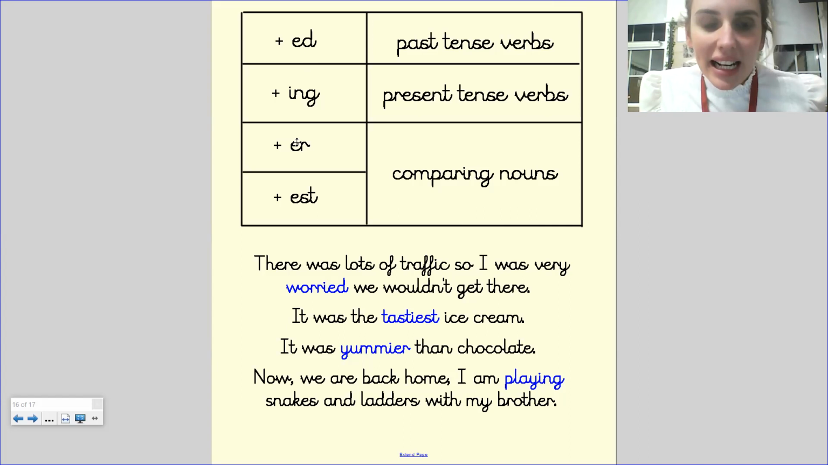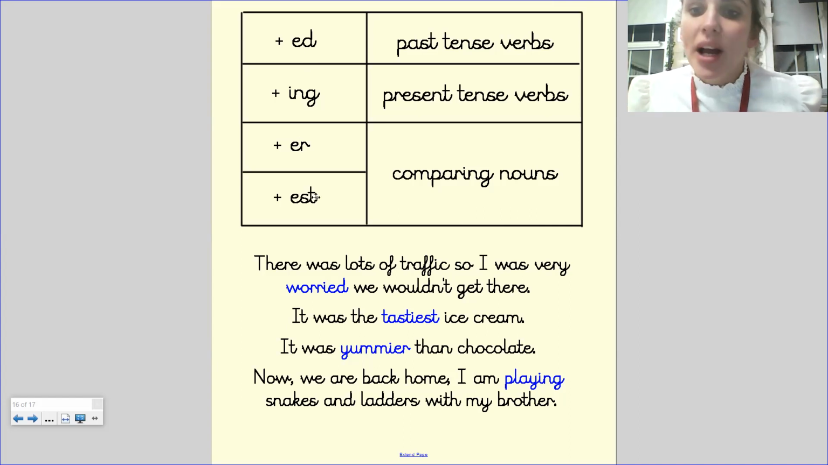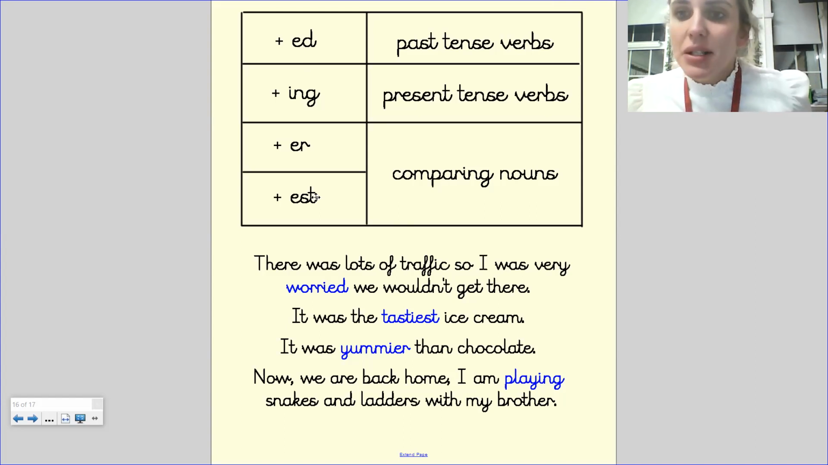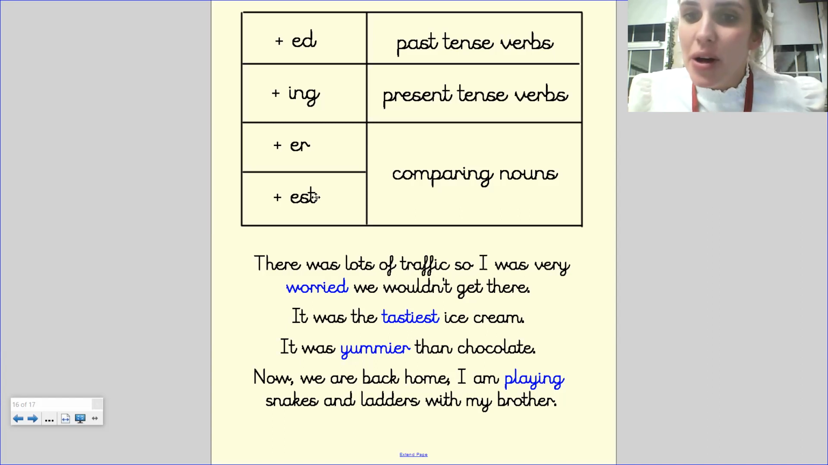When we are adding on er and est, we are comparing nouns. For example, the chips were tastier than the burger. I have used tastier to compare the burger and chips. The milkshake was the tastiest. I'm using est, tastiest, to compare the milkshake to the other items in the meal. Okay?